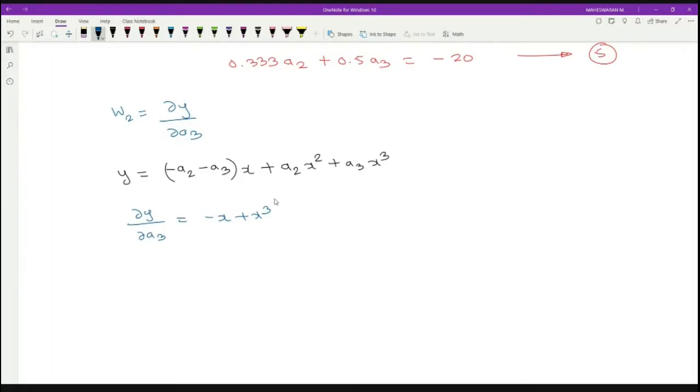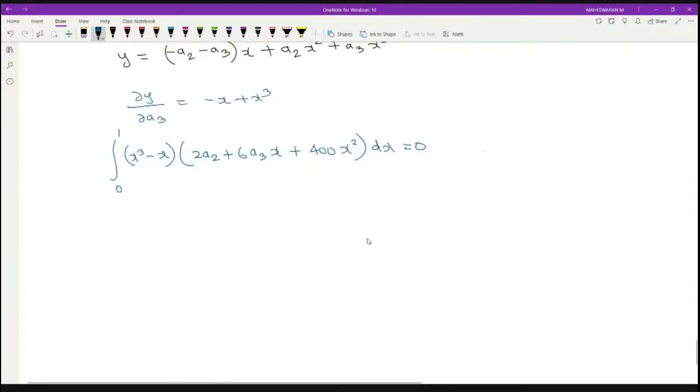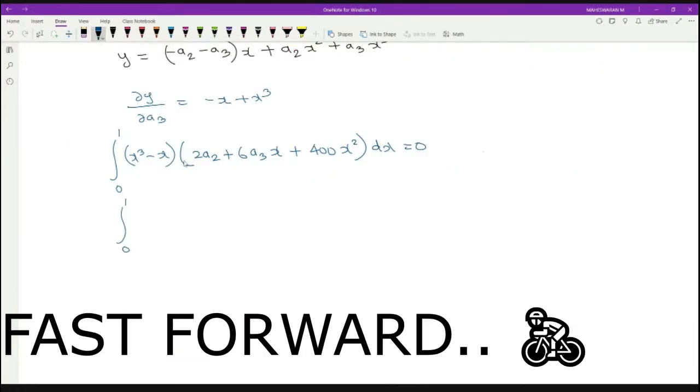So what I have to do? I have to again go for the integration. Integration 0 to 1, x cube minus x into r of x. It means again what I have to do? I have to expand this. So what are the terms I'll get? I'll get 2a2 x cube plus 6a3 x power 4 plus 400 x power 5, right? So minus 2a2 x minus 6a3 x square minus 400 x cube. So this entire term into dx is equal to 0.